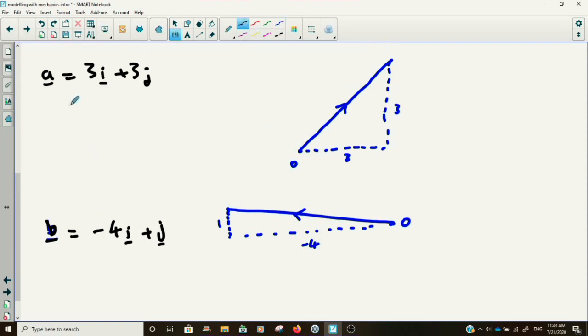You might be more familiar with seeing them in terms of column notation, so (3, 3), or for B we've got (-4, 1). Personally, I prefer column notation. It makes it very simple when you're adding vectors together. So we'll do some examples of that in a moment.